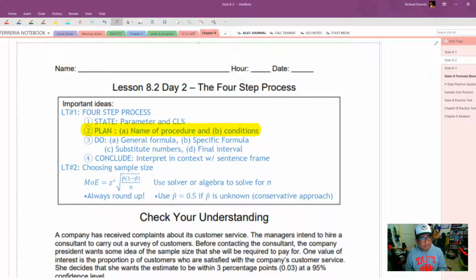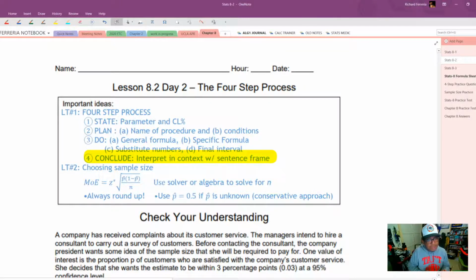Next, you're going to do the do part. Do has 4 things. You're going to write the general formula, which is always point estimate plus or minus a margin of error. The specific formula, and we only know 1 right now. Then you're going to substitute the numbers, and finally you're going to calculate the final interval. You don't actually have to show any of the math behind what's going on. So you can just do it all in your calculator. As long as you write those 4 things in the do part, you're good. Lastly, you're going to use the sentence frame, and it's the same sentence frame for every confidence interval. You're going to use that sentence frame to write a conclusion.